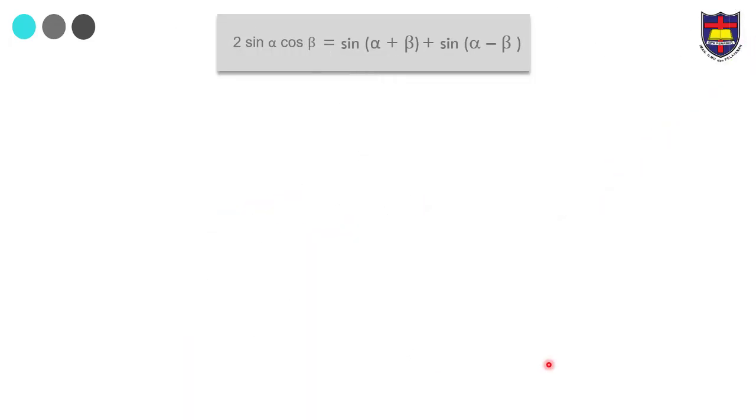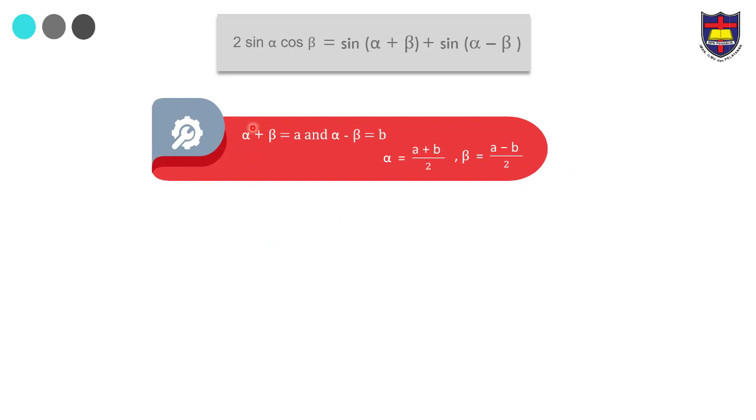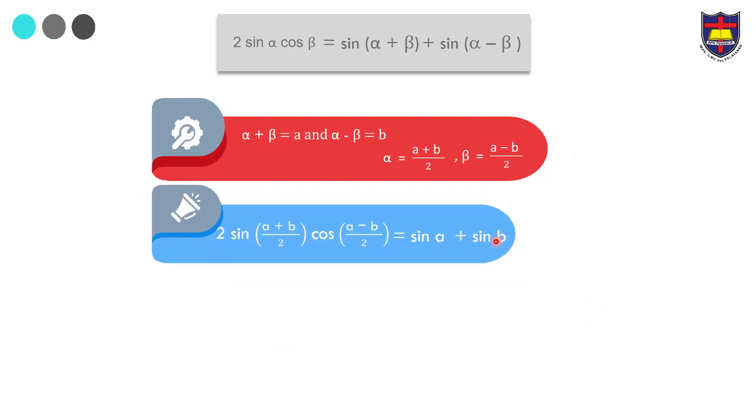What next? Since we already have alpha plus beta, which is A, and alpha minus beta, which is B, we can substitute alpha and beta with these 2 angles. So now we will change this formula a bit, like this. Please notice that alpha is now changed to A plus B over 2. Beta here is changed to A minus B over 2. And alpha plus beta is changed to A, and alpha minus beta is changed to B.